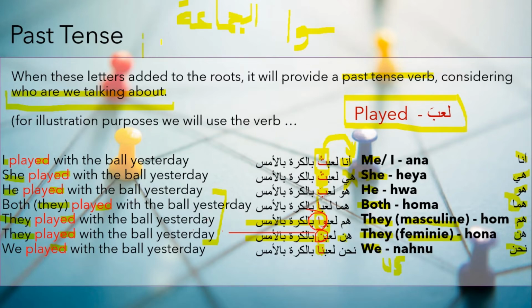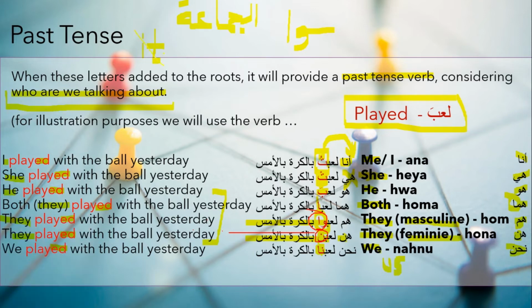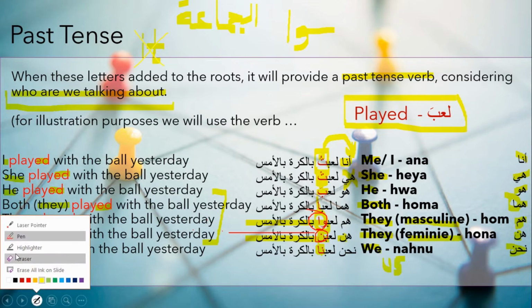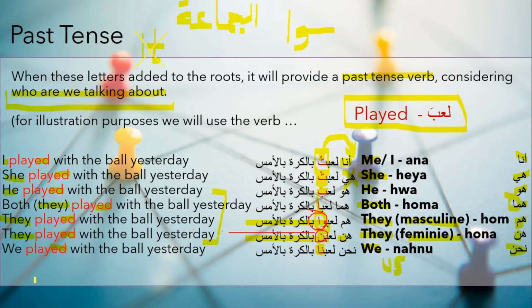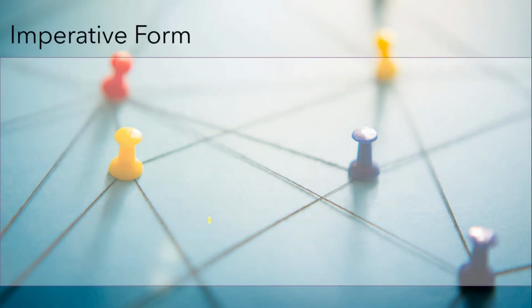As you can see again, in English we use "they" for dual, feminine, or masculine. It doesn't make any difference. But in Arabic, we just need to notice masculine and feminine. Everything is about masculine and feminine. We need to understand: is the word masculine or feminine?